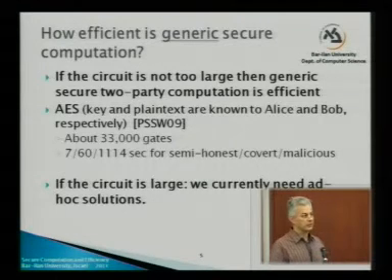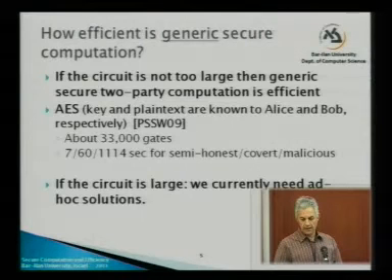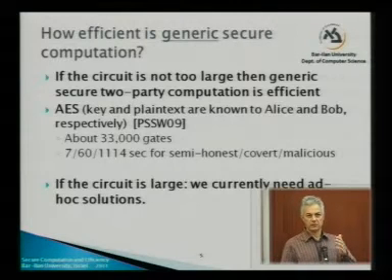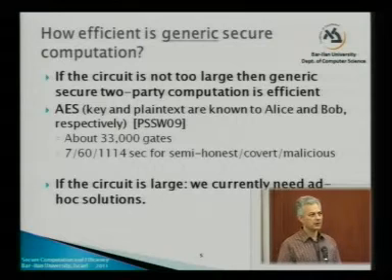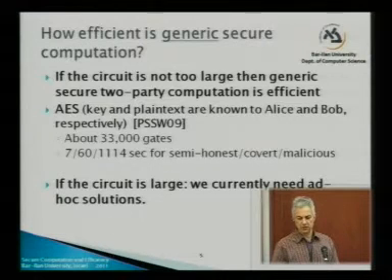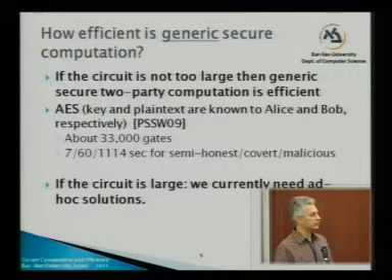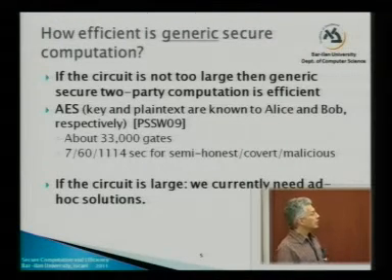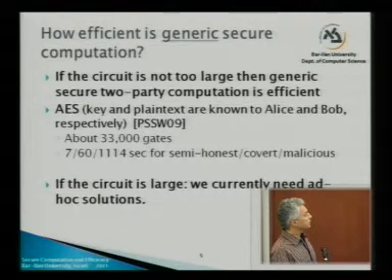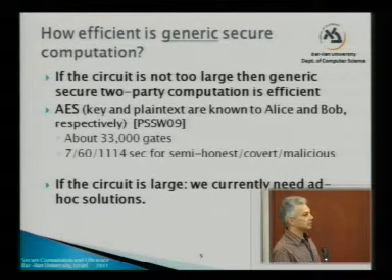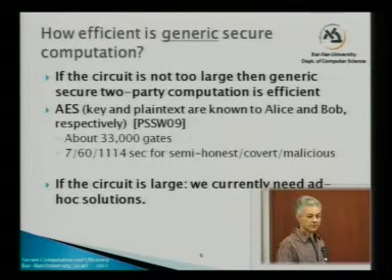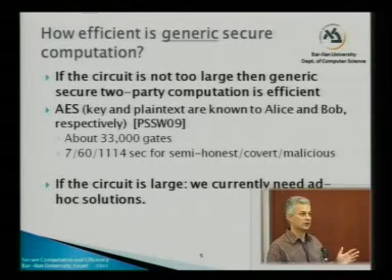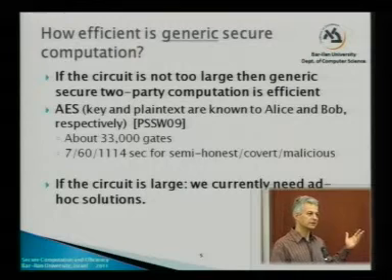So for instance, there are results on computing the AES, with Thomas Schneider and Nigel Smart and Steve Williams. We designed the circuit for AES, which takes about 33,000 gates. And computing it on a system, with security against semi-honest adversaries, takes about 7 seconds. Against covert adversaries, which we haven't covered, it's something like 60 seconds, and against malicious adversaries, something like 1,000 seconds. Okay? This was like 2 years ago, now it's faster.